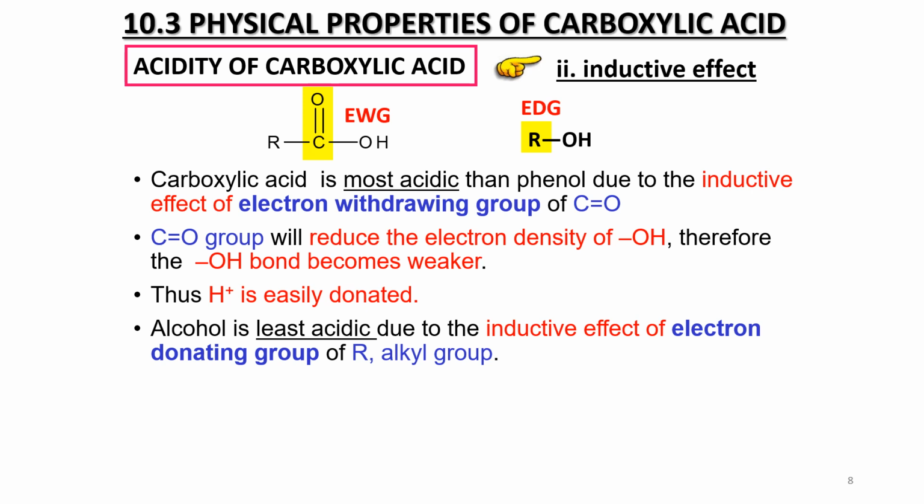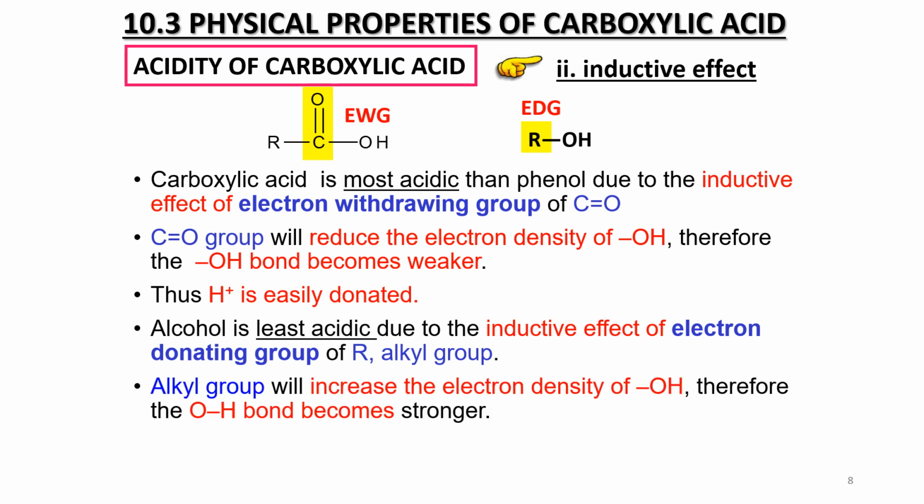Alcohol is the least acidic due to the inductive effect of electron donating group, alkyl group. Alkyl group will increase the electron density of OH. Therefore, the OH bond becomes stronger, and what will happen? Proton or H plus is hardly donated.